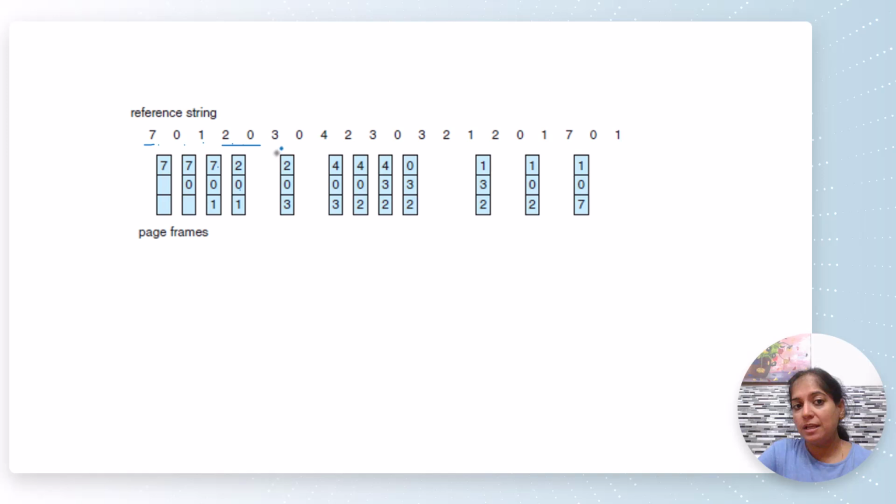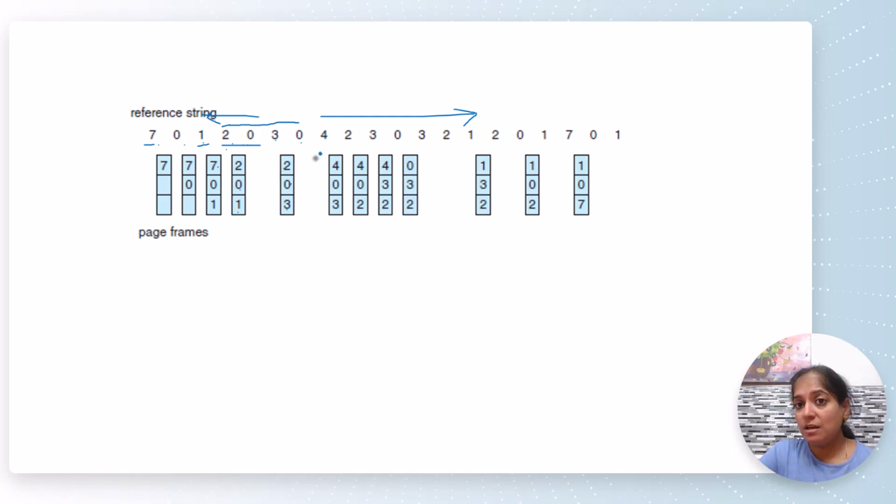Then 0 is already there, then for 3: 0 is used, 2 is used, 1 is the longest time. We are going in this direction. In optimal, we go in this direction, but in LRU, we go in this backward direction. So 3 will be replaced with 1. Then 0 is already there. Then for 4 out of 203: 0 is there, 3 is there, 0 is there, 2. 2 is the least recently used.